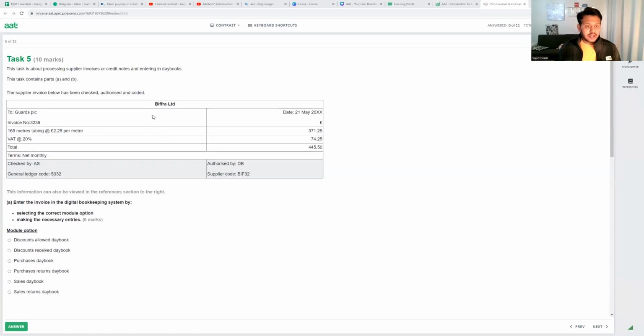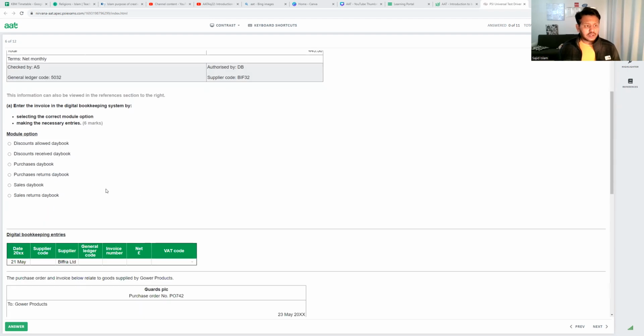So we have here Bifra Limited. So that's my supplier. So you can see here we have some amount, 165 meters, the total, net, VAT, and the total. The calculation we have here, that's already given to us, and they're asking the terms will be net monthly, checked by AS, code is given, so everything is given. Let's look at the requirement. It says this information can be viewed on the reference materials. If you like to see on the right corner on your window, you can see the same information if you like to see from the reference material.